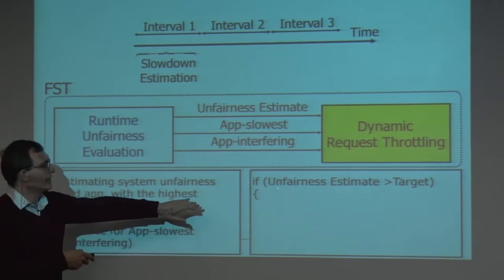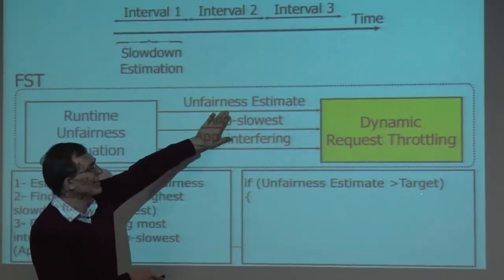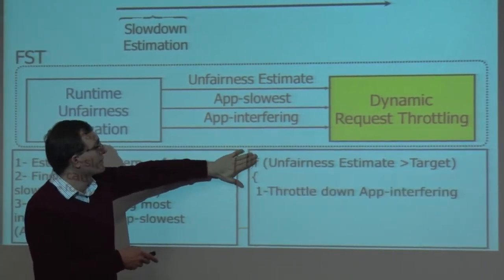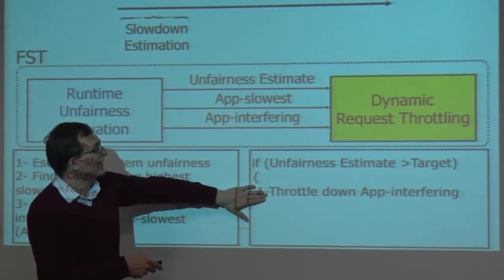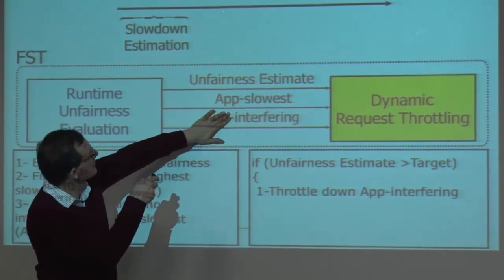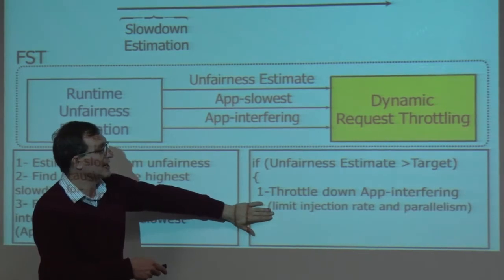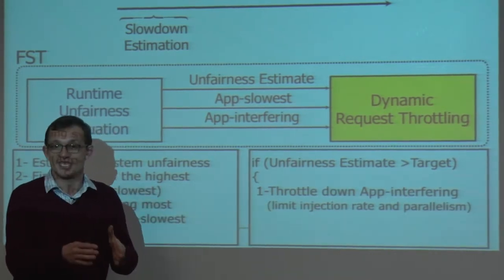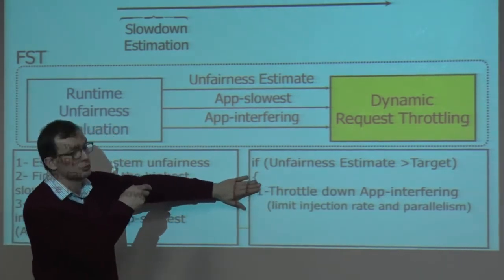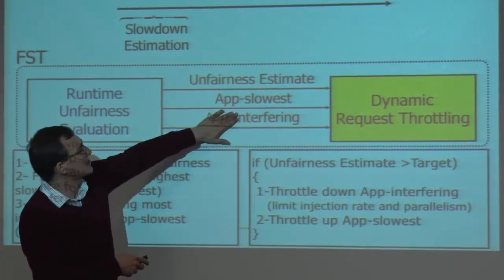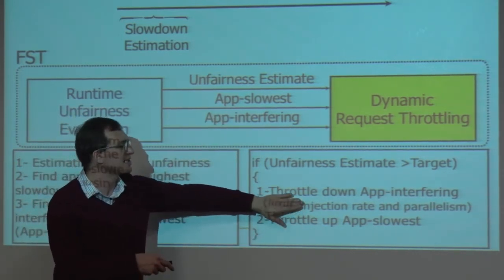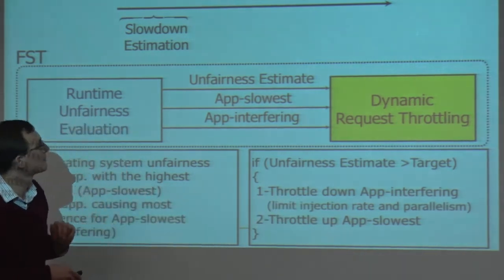OK. If the unfairness estimate that's provided is greater than some target, there could be other conditions over here, then it throttles down the application interfering that has been causing the most interference by saying you cannot inject more than this much in the next interval. By limiting injection rate and parallelism, you could actually limit the number of MSHRs, miss buffers, that this application can use. And it throttles up application slowest. Basically, it increases its maximum injection rate and increases the number of MSHRs it can use.